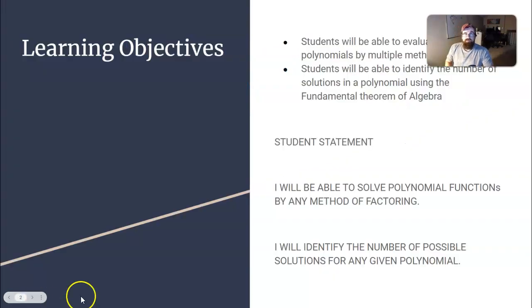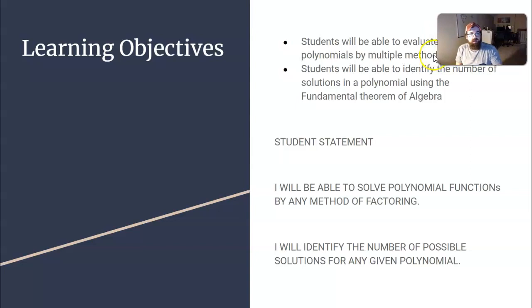So here we go. Learning objectives: students will be able to evaluate roots, also known as solutions, of polynomials by multiple methods of factoring, and students will be able to identify the number of solutions in a polynomial using the fundamental theorem of algebra. And again, I will be able to solve polynomial functions by any methods of factoring. I will identify the number of possible solutions for any given polynomial.